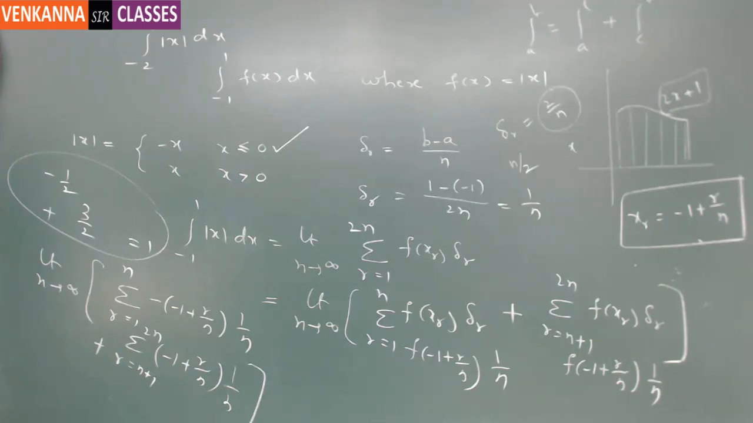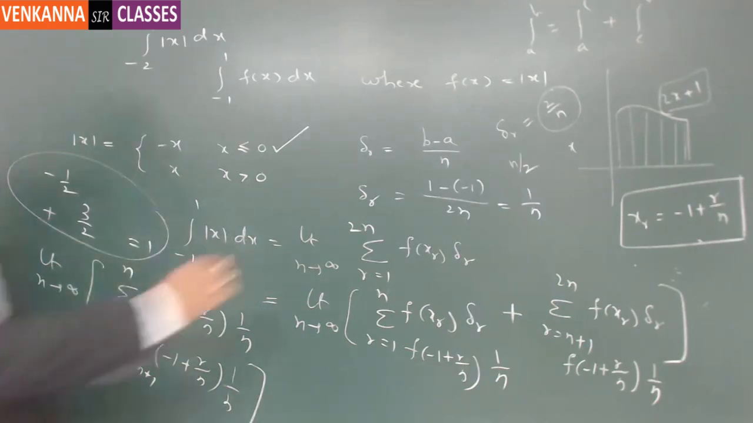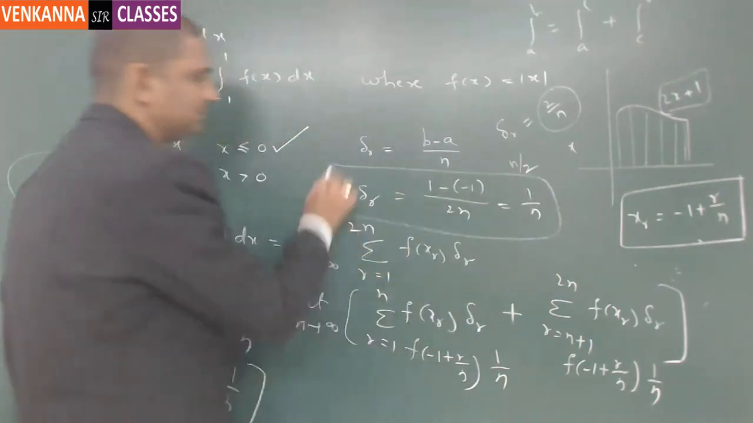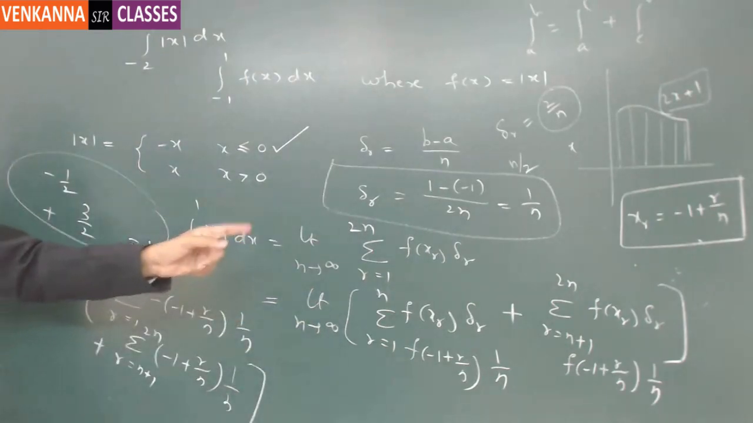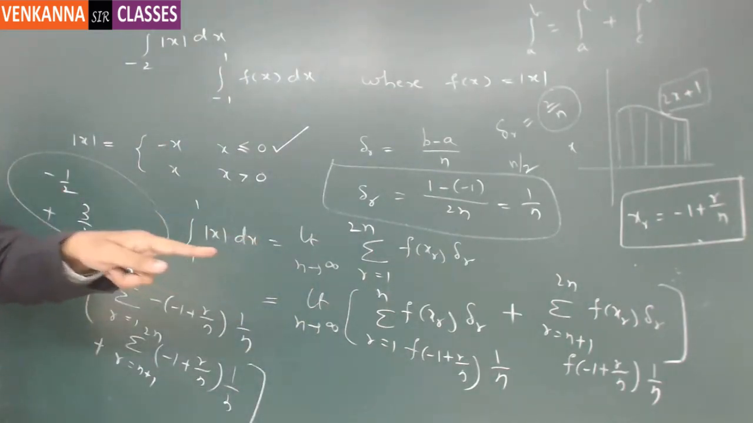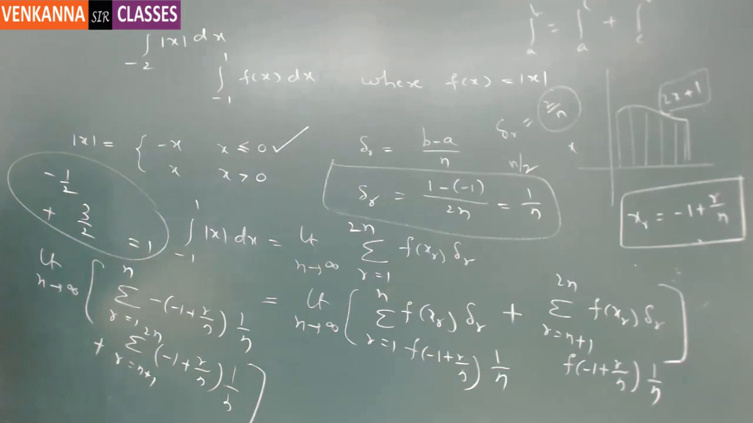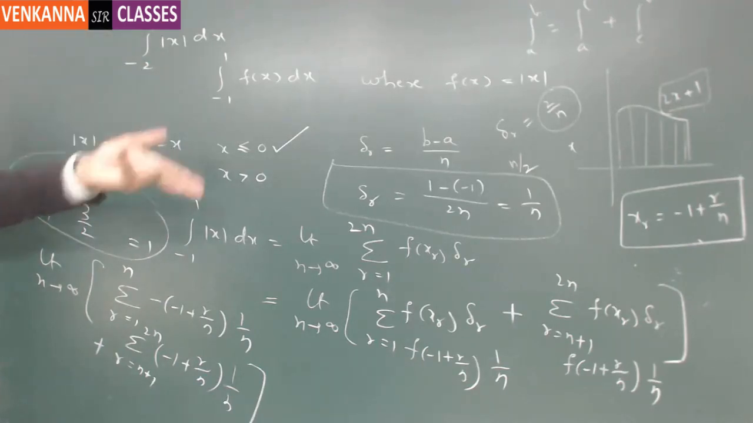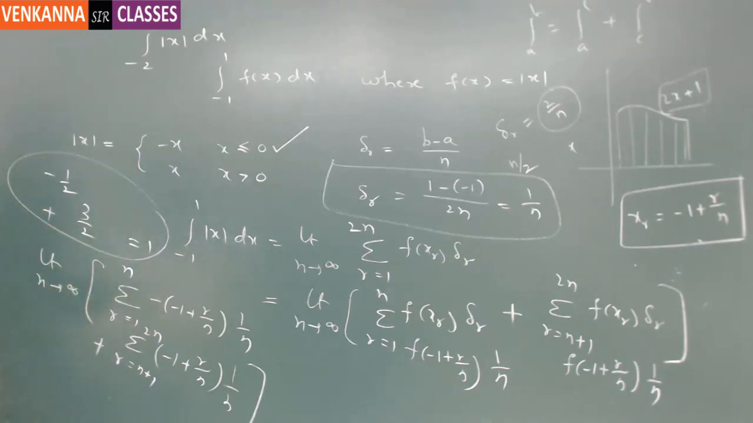You can take 3n, because see, the technique here is we should get delta r is equal to 1 by n, because as n tends to infinity, 1 by n tends to 0. So always we should have delta r is equal to 1 by n. That is the underlying idea. So if you take the range 1 minus of minus 2, that is 3. So if you take 3 by 3n, then you will get 1 by n. So we'll take 3n parts apart from 2n parts.